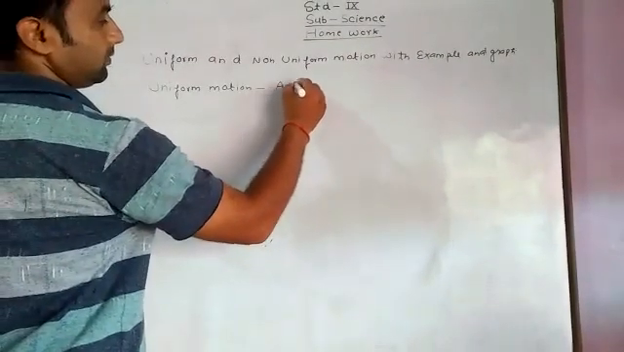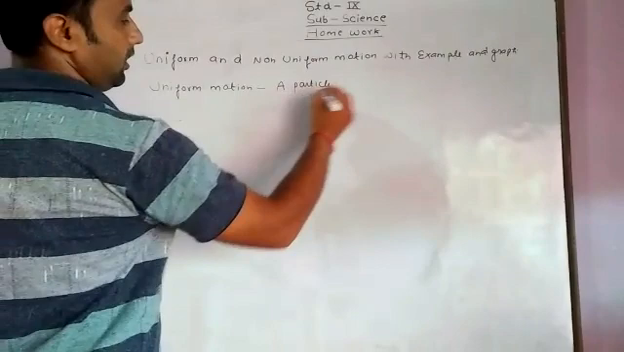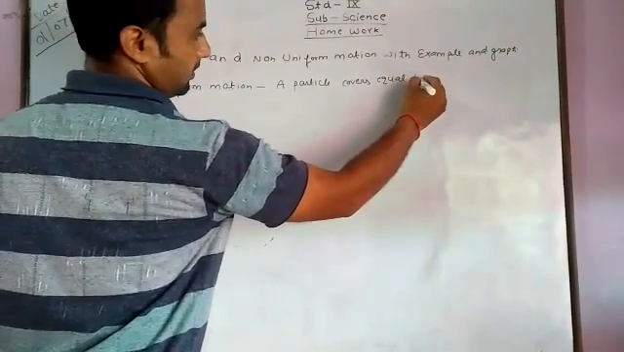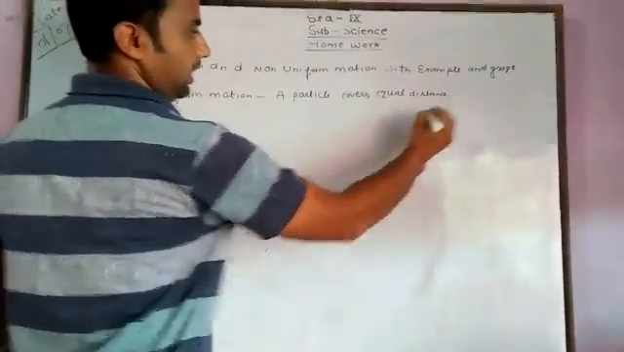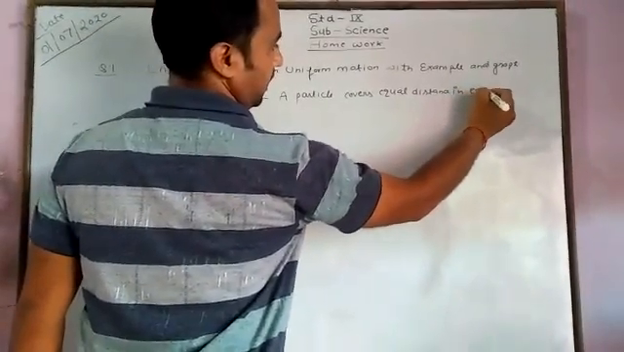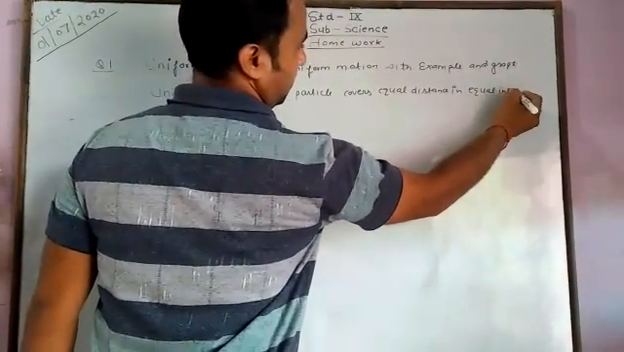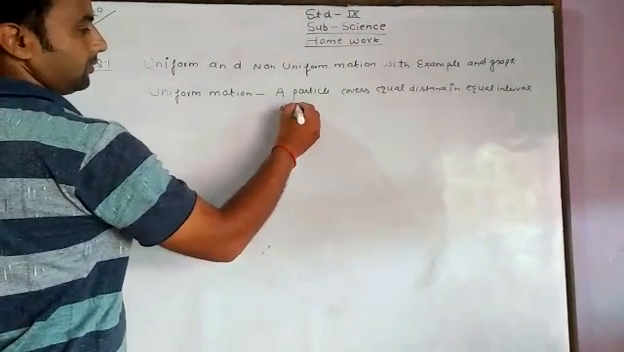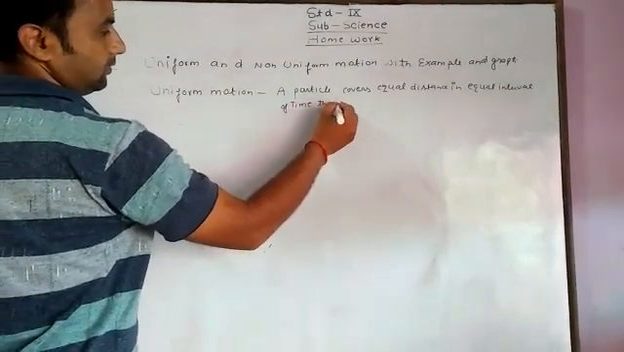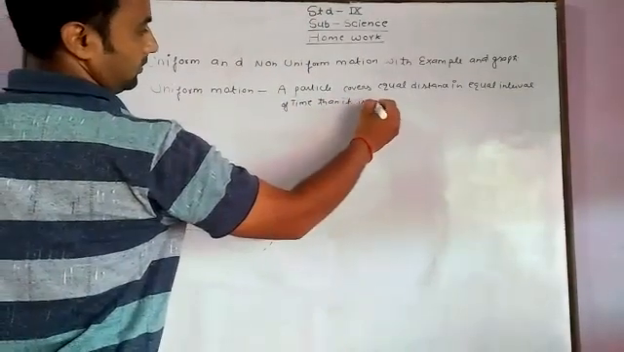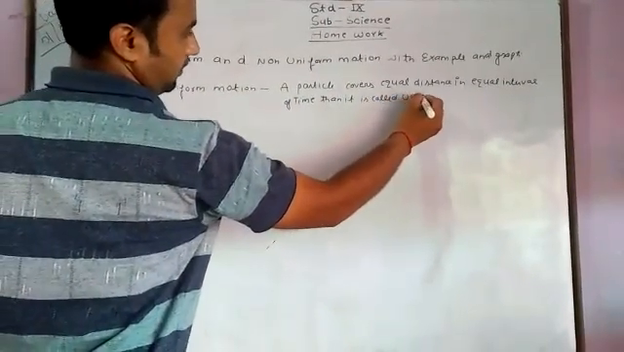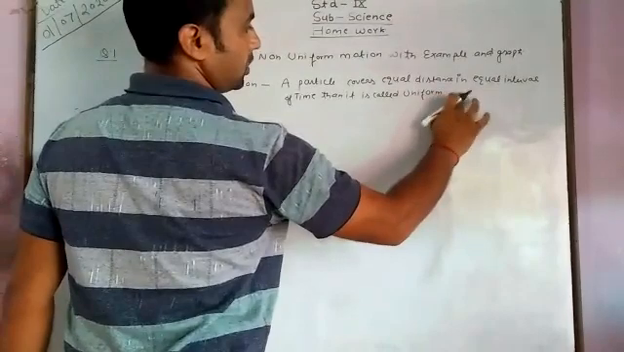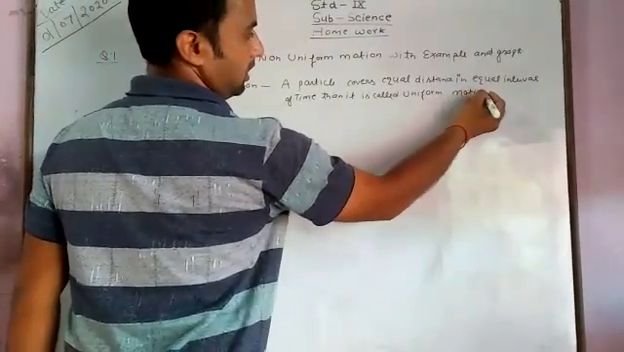A particle covers equal distance in equal intervals of time, then it is called uniform motion.